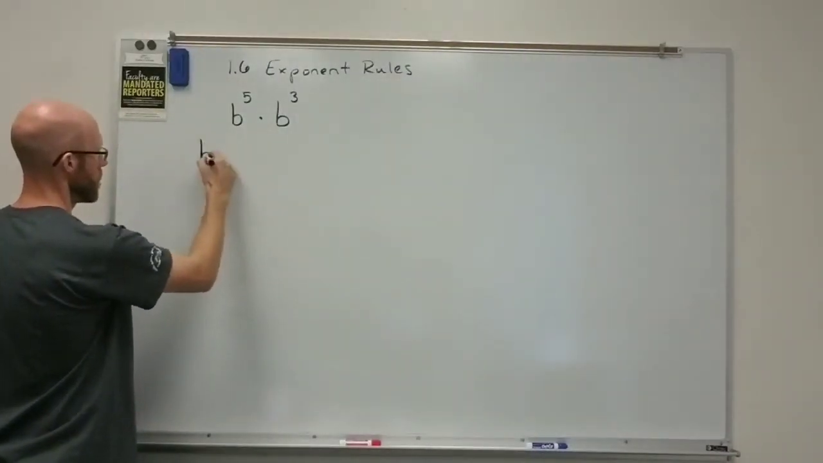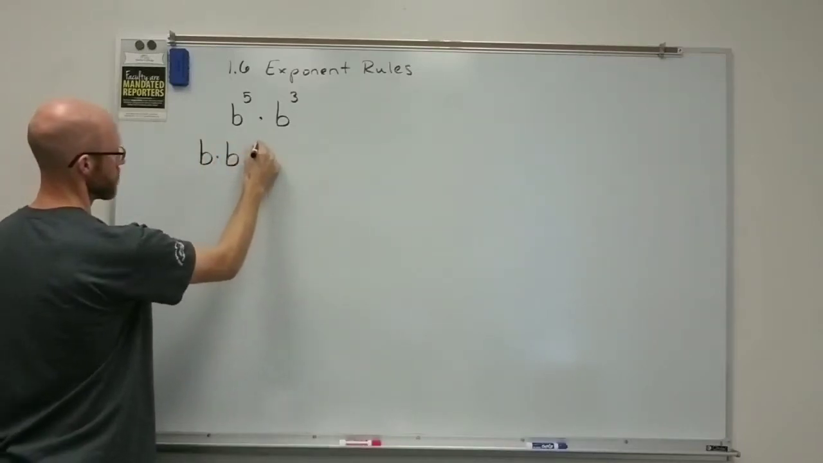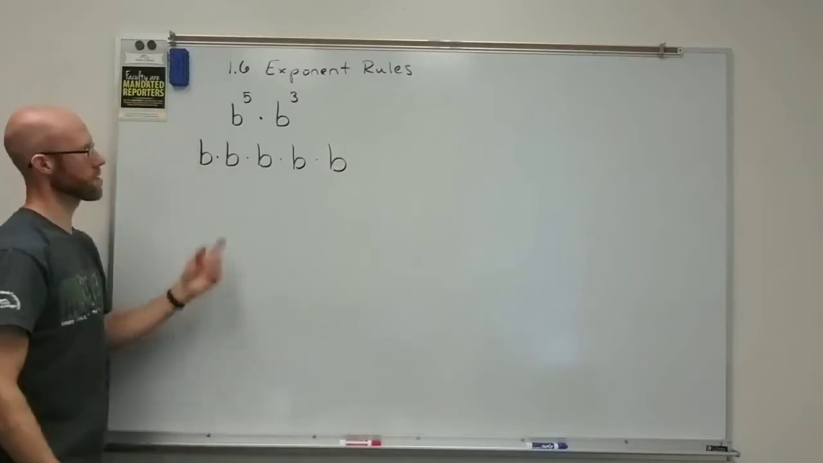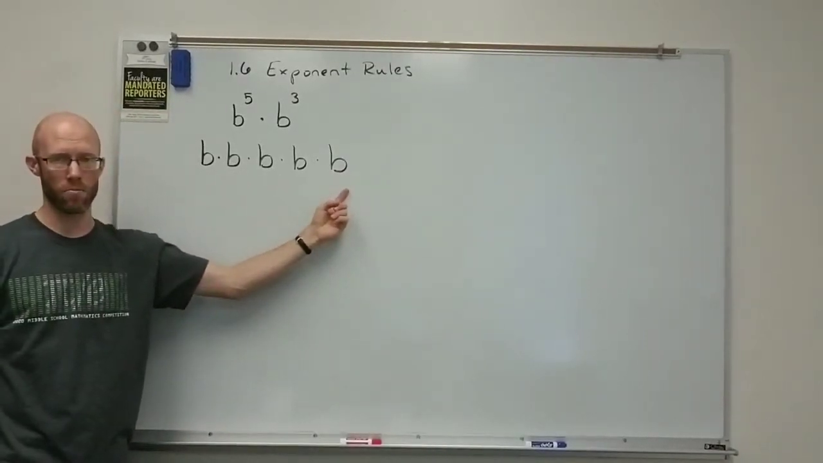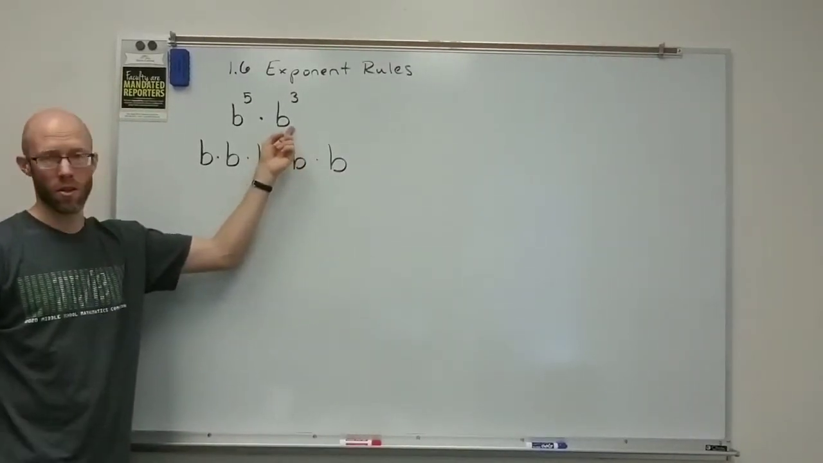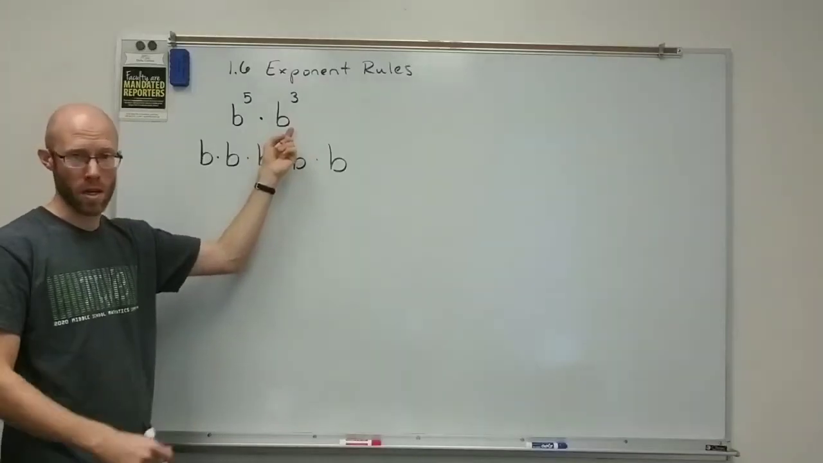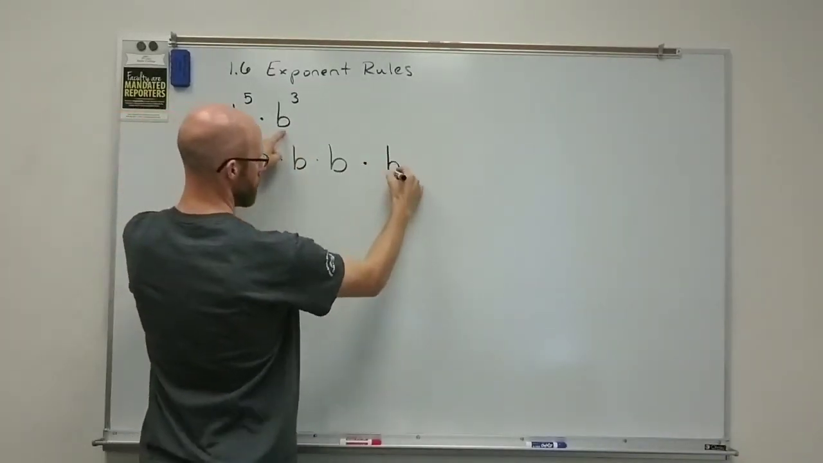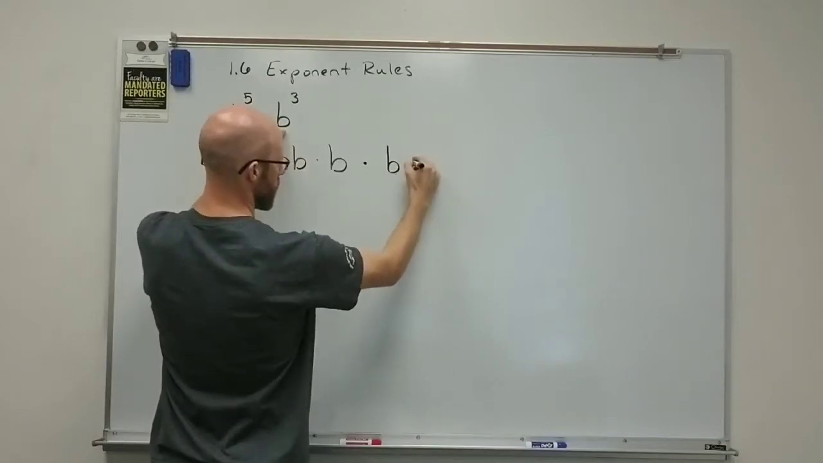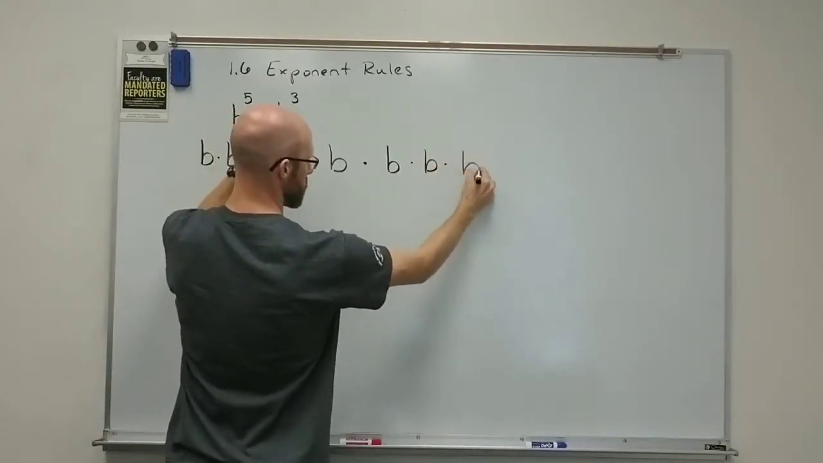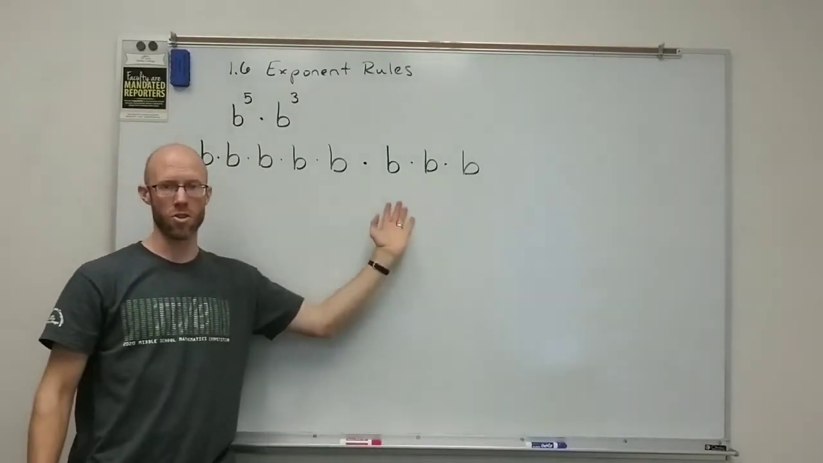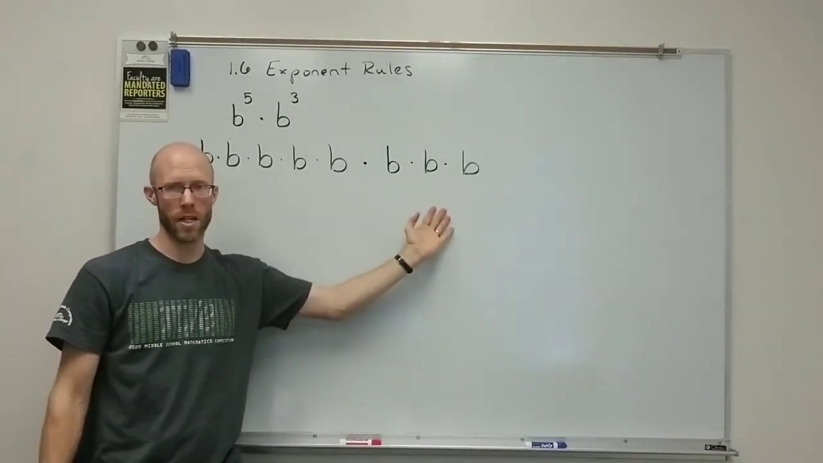I'm going to write that out: b times b times b times b times b. So that's the first set of 5 b's. Then you have b to the third, which is another set of 3 b's. So I'm going to multiply to that 3 more: b times b times b. And in the end, I've just got a larger string of b's that are all multiplied together.